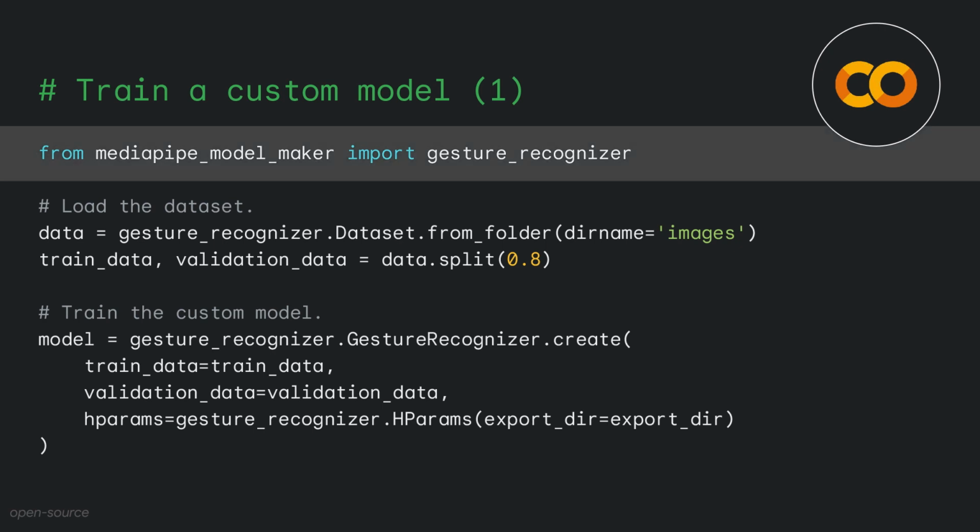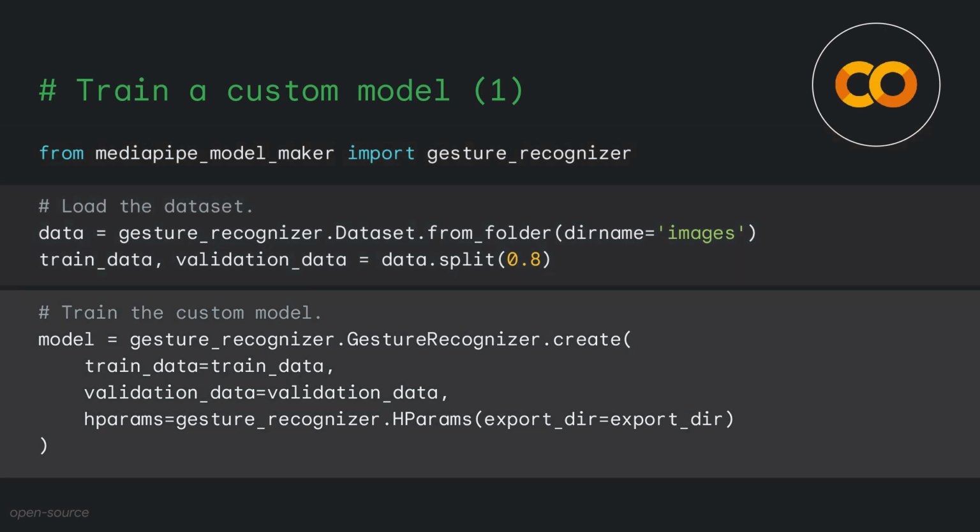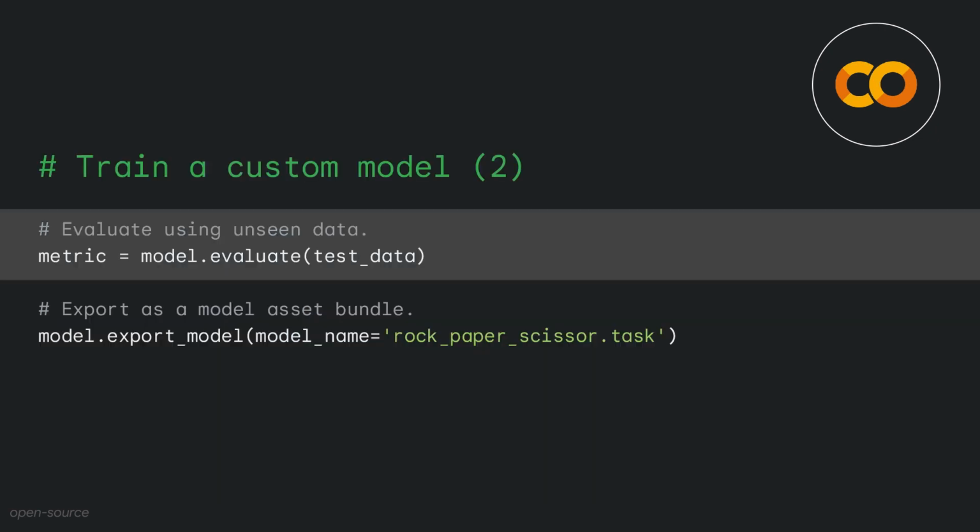First, you need to import the gesture recognizer module. Then you load the rock, paper, scissors dataset and start training the custom model. After model training has finished, you can use the test dataset which the model hasn't seen during the training process to check the accuracy of the model.